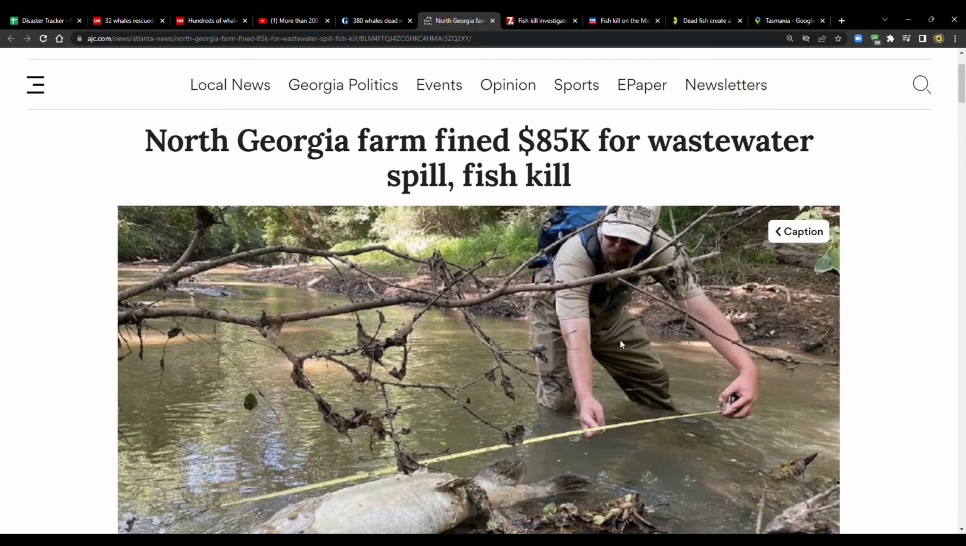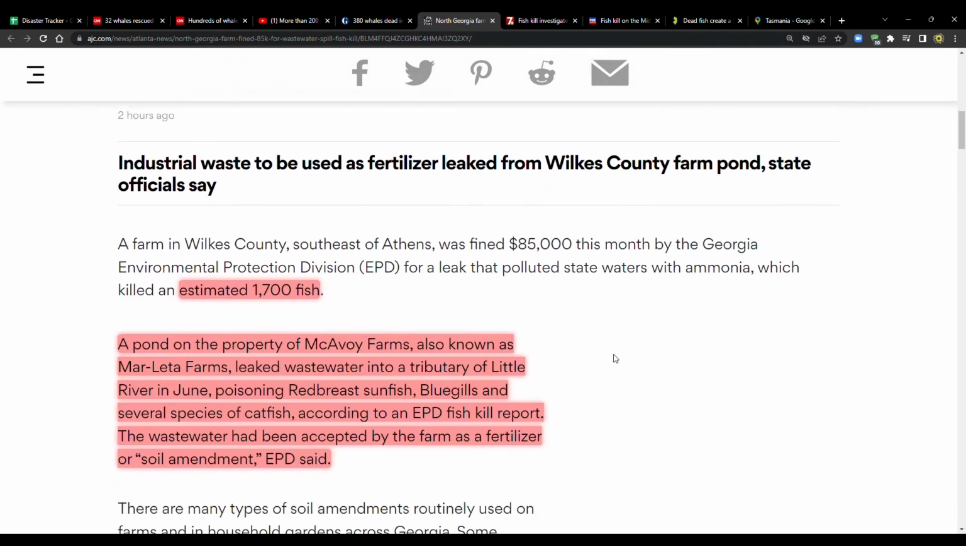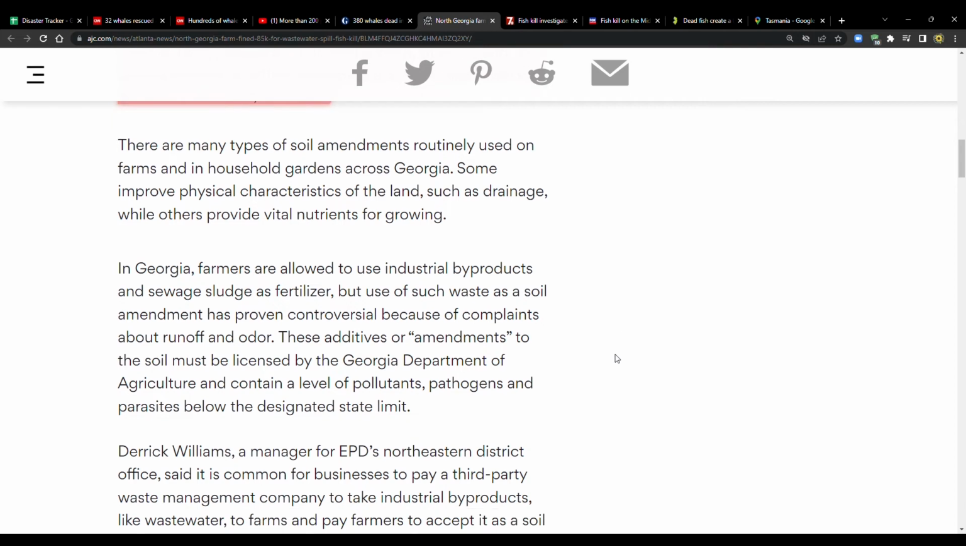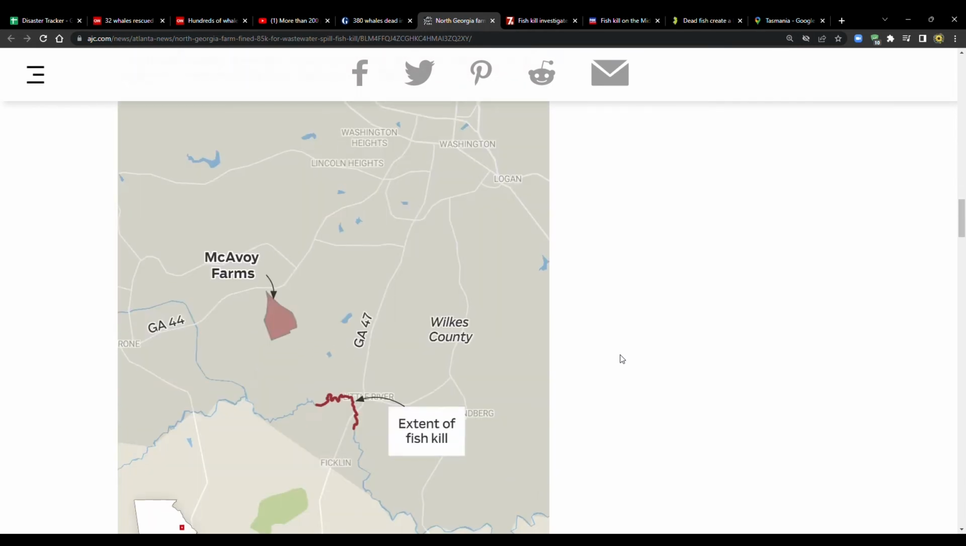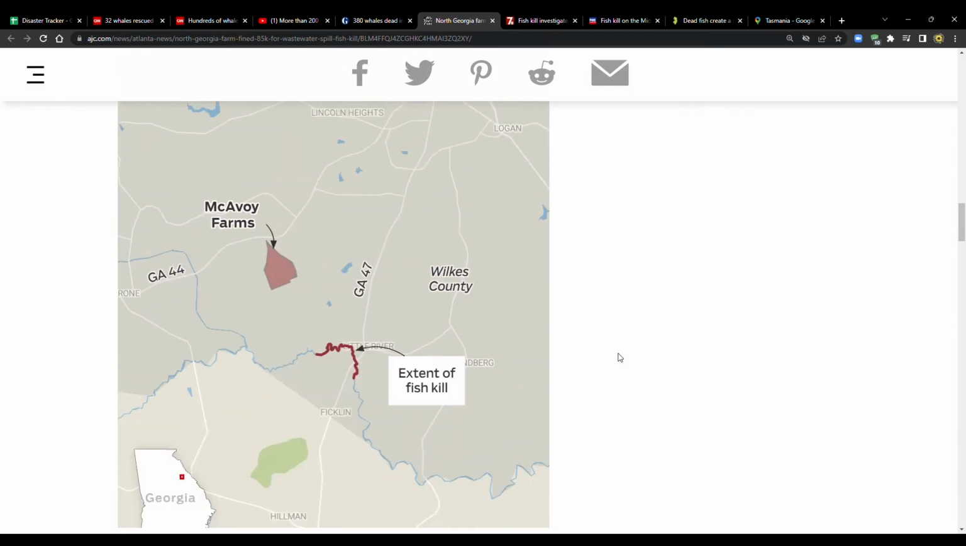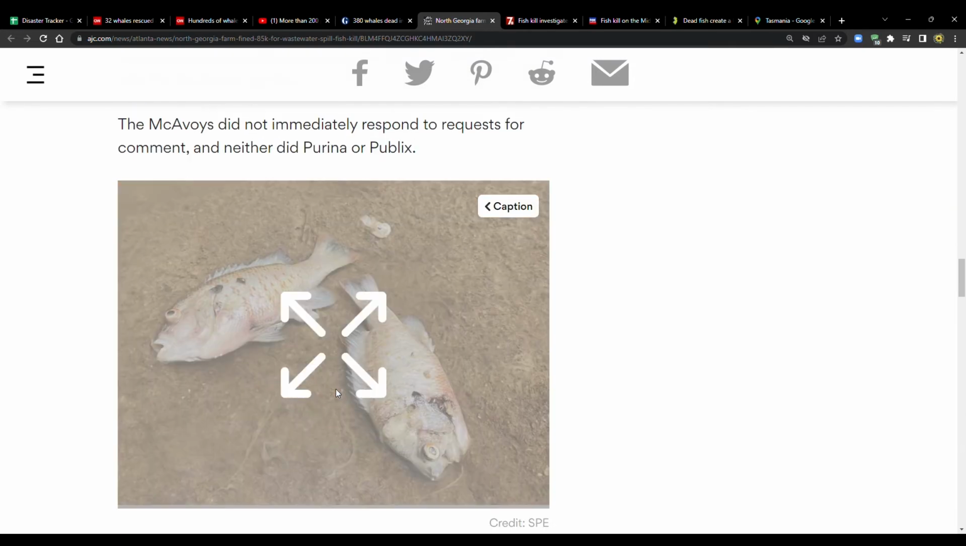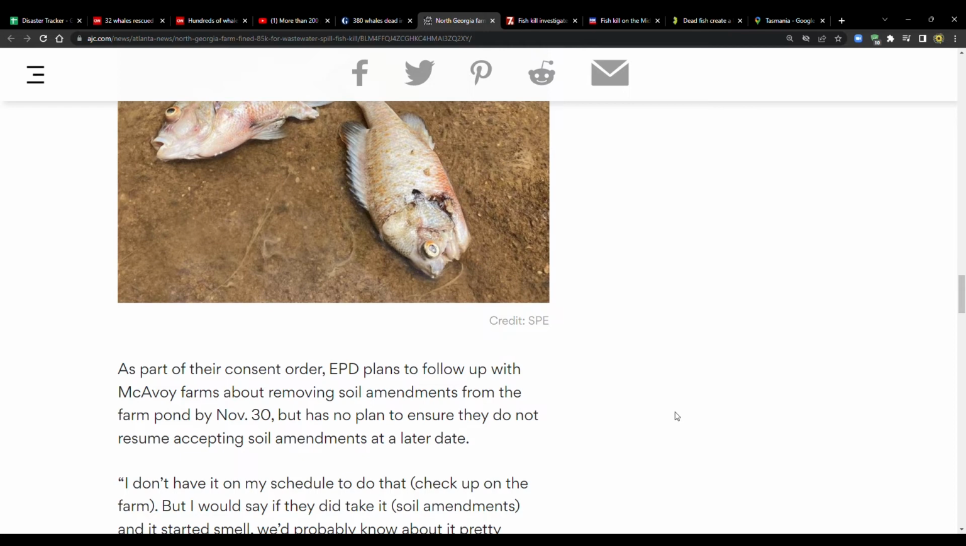So that sucks. It sucks just all the way around. I don't know if that was somehow an accident or if they were doing it and thought they could get away with it. I don't know. There's McAvoy Farms and the extent of the fish kill all the way down here. All right. There's some of them right there.